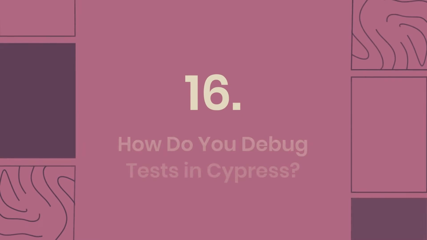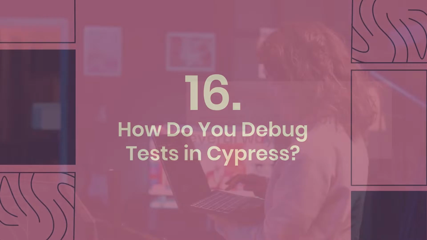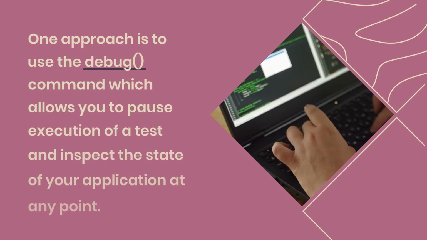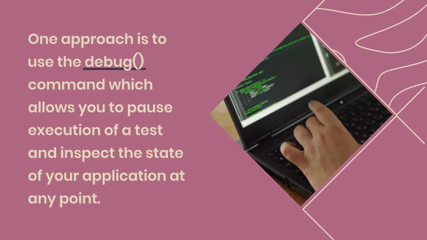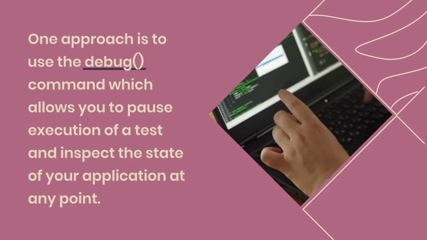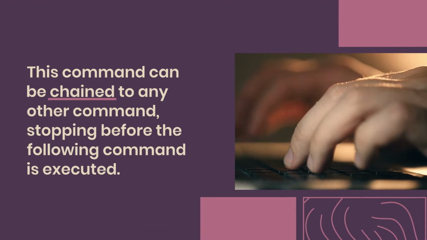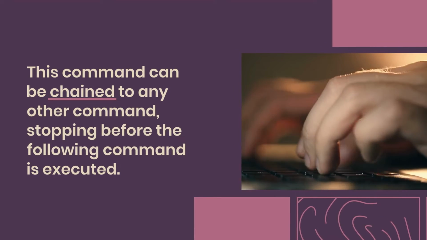16. How do you debug tests in Cypress? Debugging tests in Cypress can be done in several ways. One approach is to use the debug command, which allows you to pause execution of a test and inspect the state of your application at any point. This command can be chained to any other command, stopping before the following command is executed.